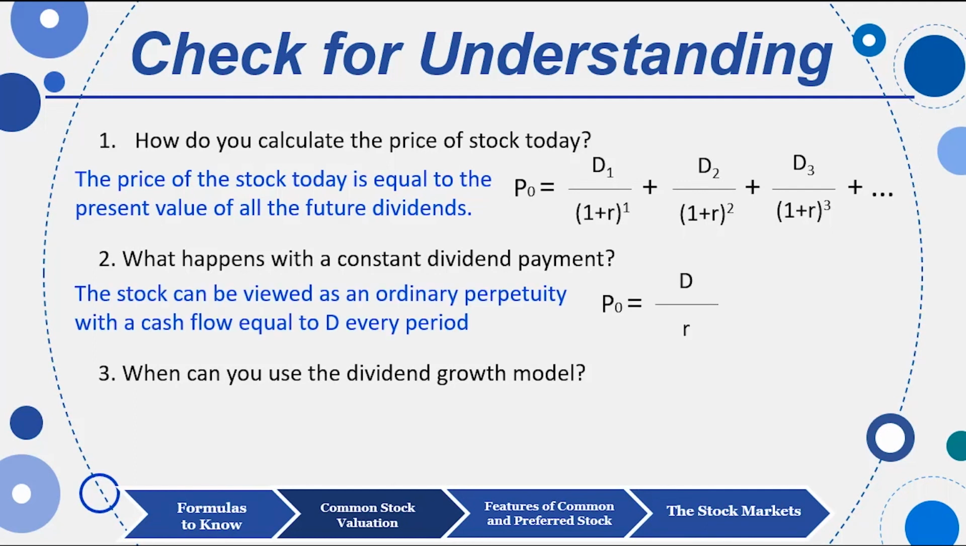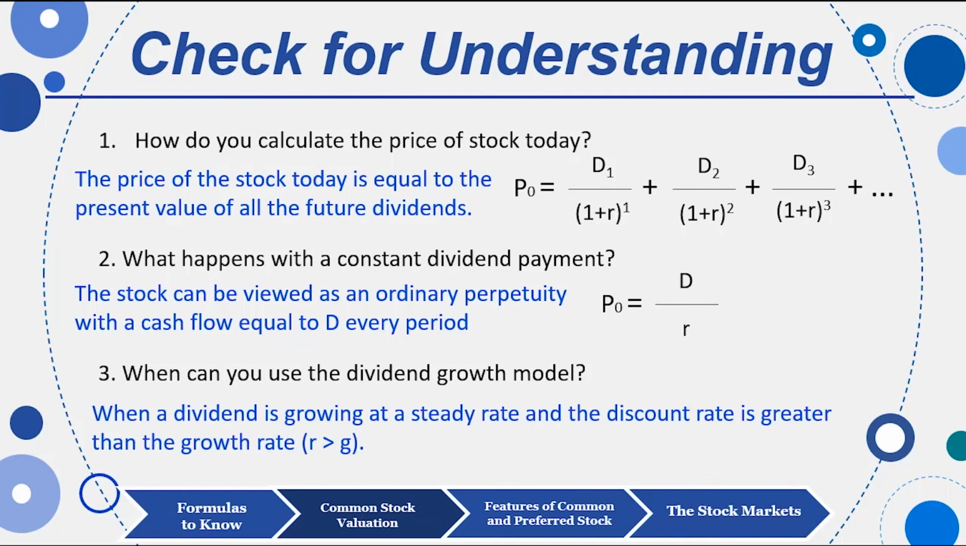What happens if you have a constant dividend payment like you had with GM? Back in the day, it's always equal to that C or D over R. And one can use the dividend growth model when you have a company with a stock dividend growth rate that is constant.